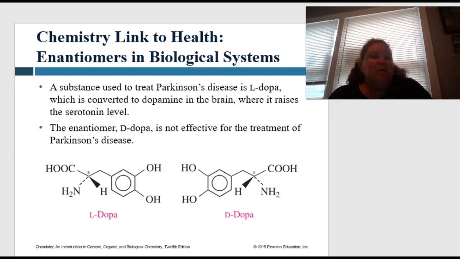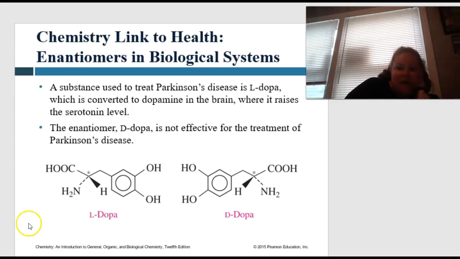Okay, so here's an application of it. A substance used to treat Parkinson's disease is L-DOPA. You probably have heard about that by now. L-DOPA is converted to dopamine in the brain, and this is going to help raise those serotonin levels that Parkinson's patients have a deficit in. The enantiomer D-DOPA is not effective for the treatment of Parkinson's disease. Again, it's going to be the wrong shape, so it's not going to fit in there, and therefore it's not going to be able to help raise the serotonin level. So you can see that L-DOPA, remember, is the one that has the group on the left, right, where the D-DOPA is the one that has it on the right. And you can see that it's going to affect shape and therefore application.